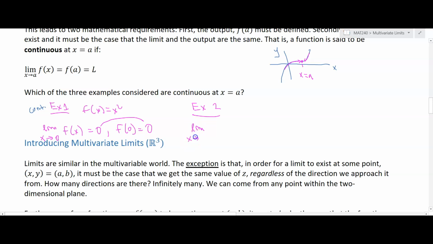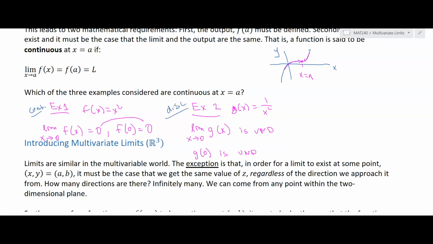The limit as x approaches 0 of g of x equals 1 over x squared. The limit of g of x is undefined. So we don't even need to check the output, but if you looked at g of 0, that's also undefined. And it's not okay because they're both undefined that you can say, oh yeah, that's continuous now. No, they have to be finite values. So this is discontinuous.